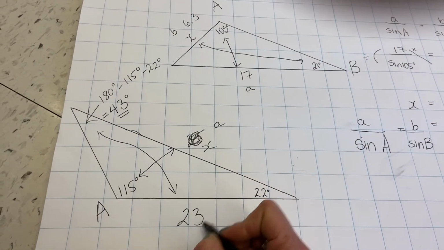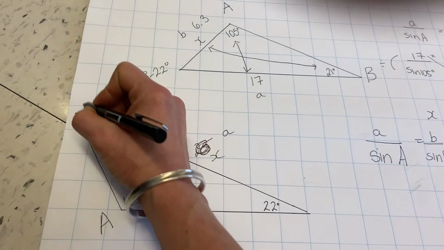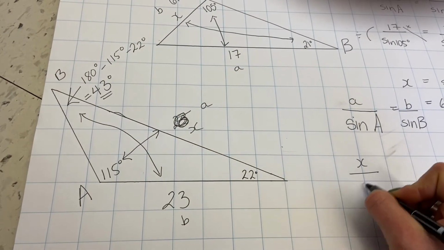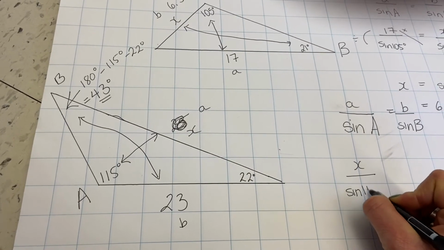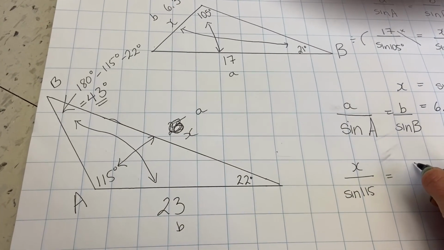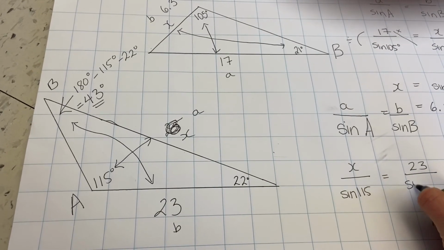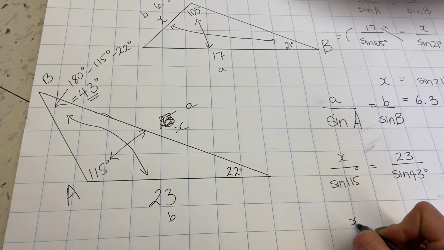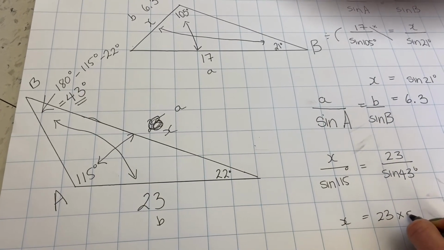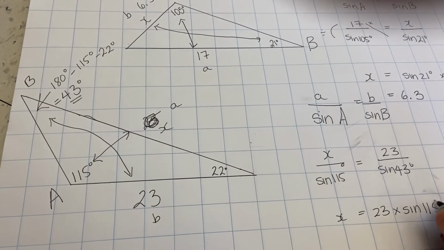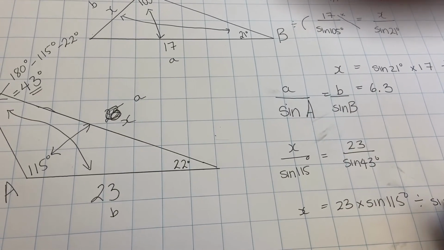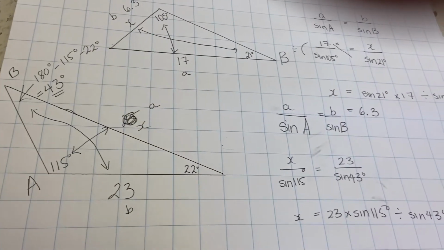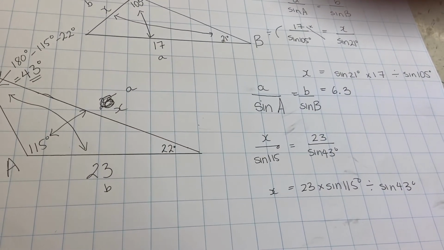Okay, so we're going to call this little b, we're going to call this angle b. So I have x over sine 115 is equal to 23 over sine 43. And I can easily do that. I'm going to use my same trick as always. 23 times sine 115 divided by sine 43. And then I'll have my missing value of x. So let's take our calculator out and let's try that now.